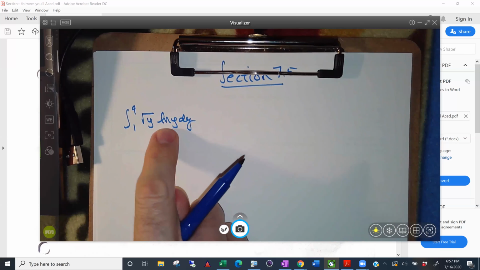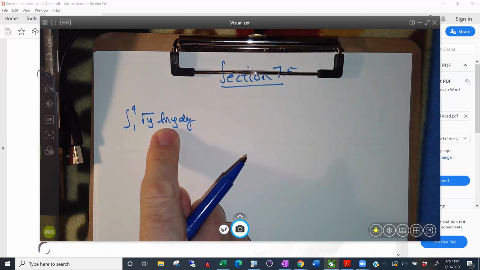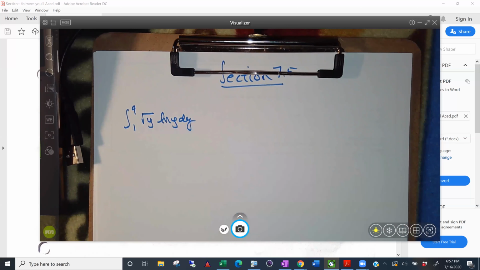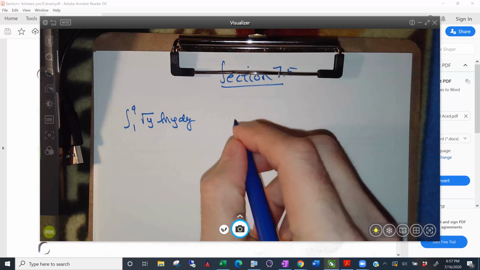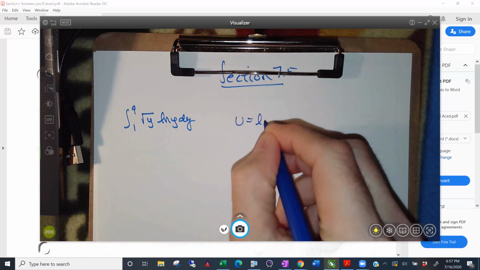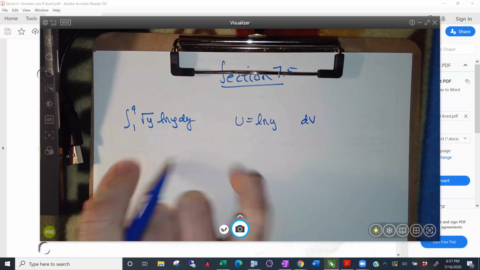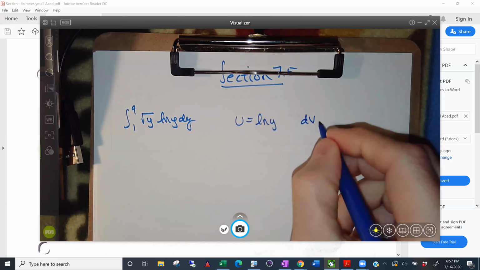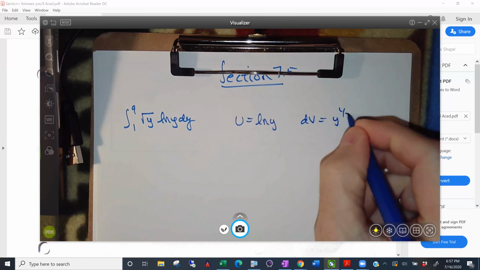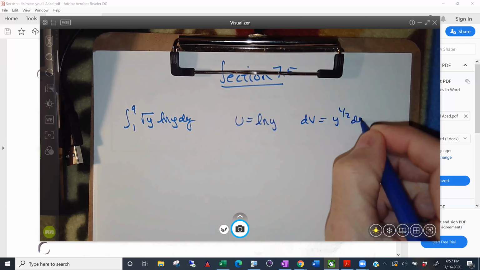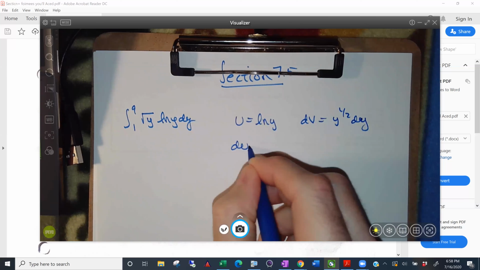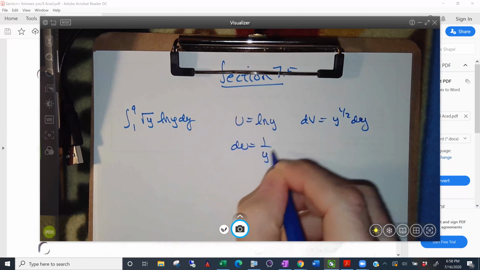And what catches my eye here is that that natural log term, when I differentiate it, gives me 1 over y. And that gives me hope because I'll probably be able to do something if I can get rid of that natural log. So let's try u equals ln of y. dv has to be everything else, so square root of y dy. Let me write that as y to the 1/2 dy. du equals 1 over y dy.